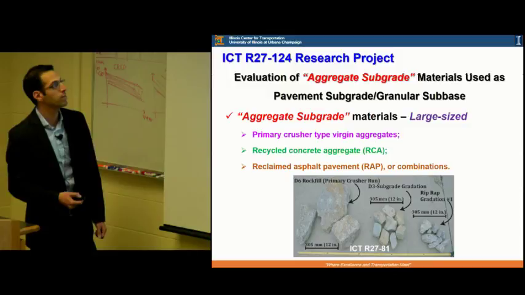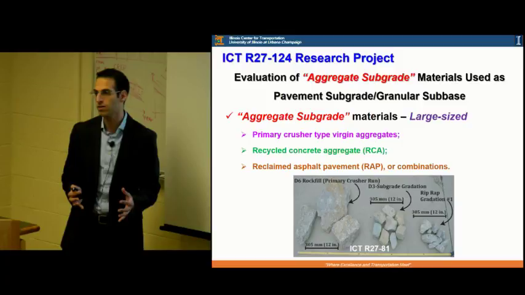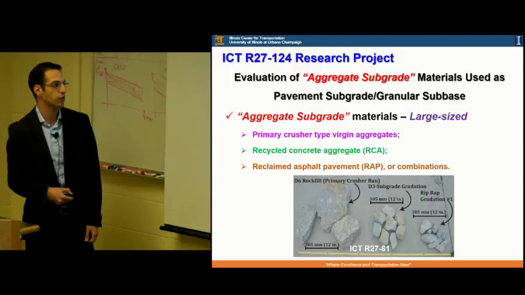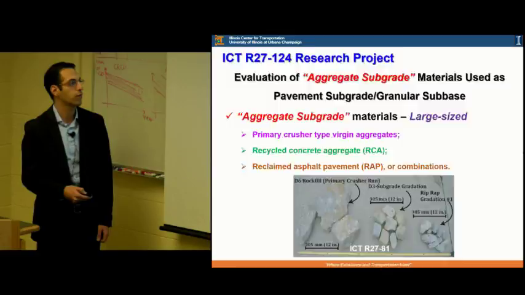And what we mean by aggregate subgrade materials are large-sized rocks that can be up to 6 inches or 8 inches top-size materials that are being used on top of weak subgrade for remedial purposes. And these can be either virgin aggregates, or they can be recycled materials such as recycled concrete aggregates or reclaimed asphalt pavements, or a combination of materials.